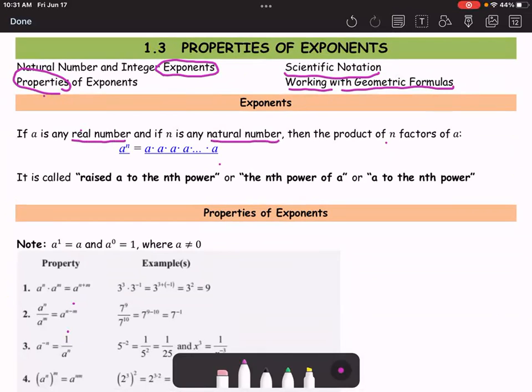Natural number, recall, is the same as a positive integer or the counting number. Then the product of n factors of A is in the form of A to the power n, or the superscript n, as the product of A times itself n times, or the total of n factors of A. It is called A raised to the n power, or the n power of A, or A to the n power.